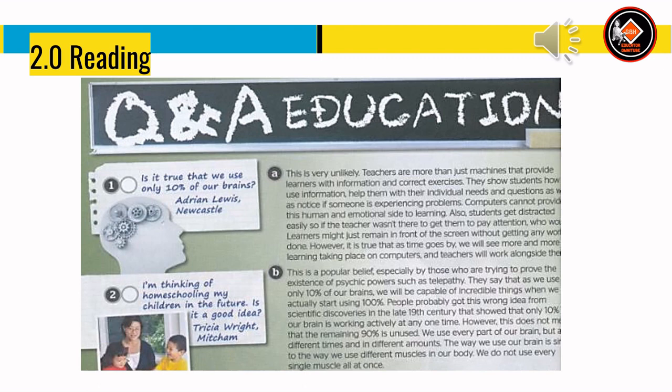People probably got this wrong idea from scientific discoveries in the late 19th century that showed that only 10% of our brain is working actively at any one time. However, this does not mean that the remaining 90% is unused. We use every part of our brain, but at different times and in different amounts. The way we use our brain is similar to the way we use different muscles in our body. We do not use every single muscle all at once.